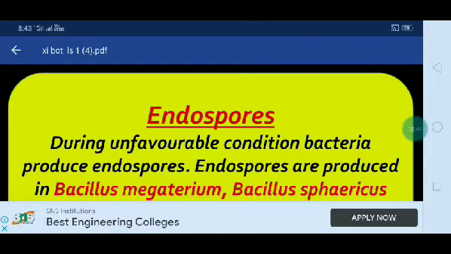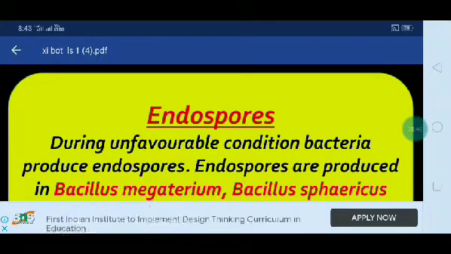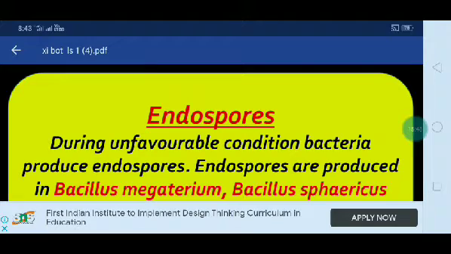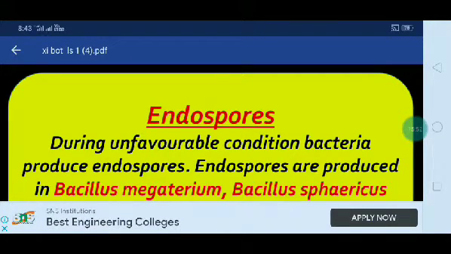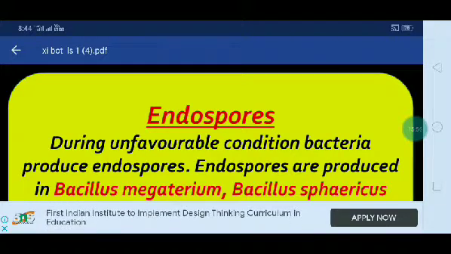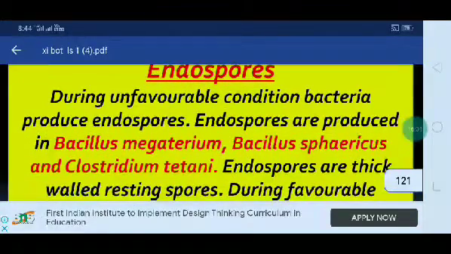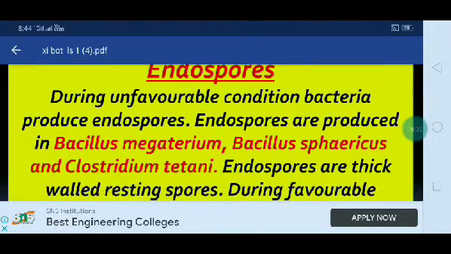A bud-like structure is produced inside the cell. That is called an endospore, a spore-like particle produced inside the cells. Endospores are produced in Bacillus megaterium, Bacillus subtilis, and Clostridium tetani.